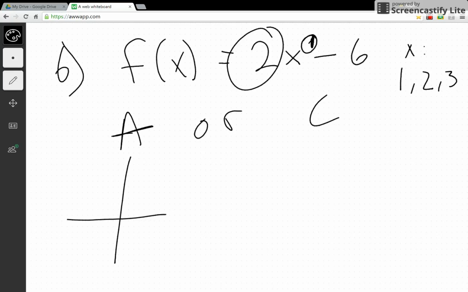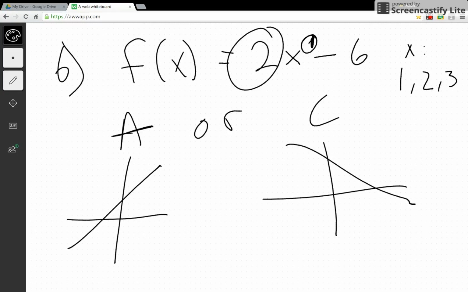So a lot of people want to pick that because it's increasing. Okay, C would work. The slope goes the wrong way, but it's continuous. So A was discrete with the points. I would take either one right there.